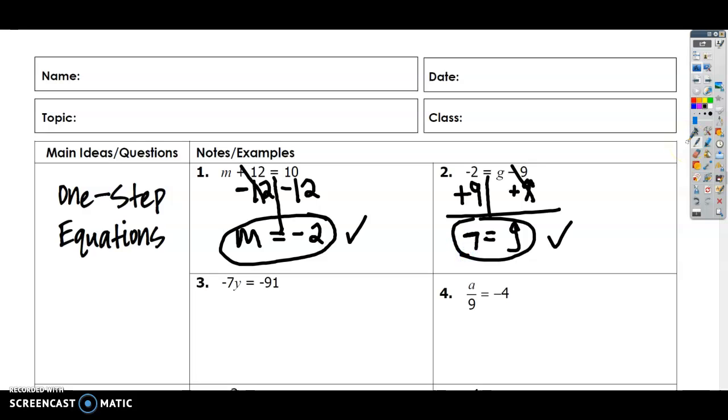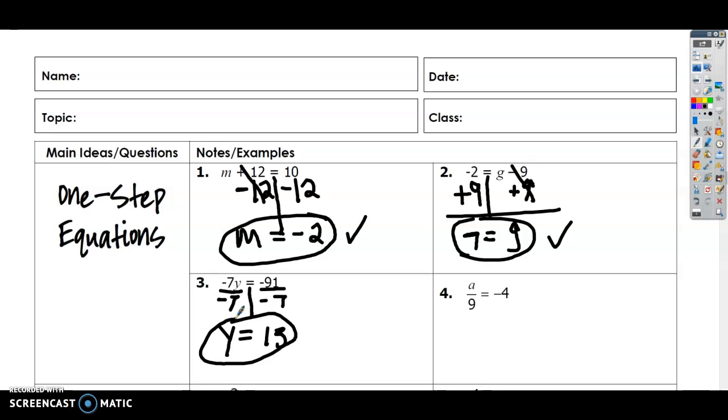All right, moving on, number 3. Draw my line to keep my equation separated. I'm solving for y. I have multiplication. The opposite or inverse of multiplication is division. So I'm going to divide both sides by negative 7. So negative 91 divided by negative 7 is positive 13. A negative divided by a negative is a positive, the same as two negatives multiplied together is a positive.